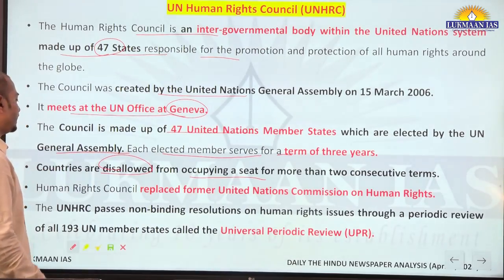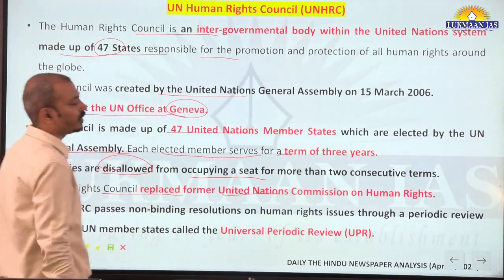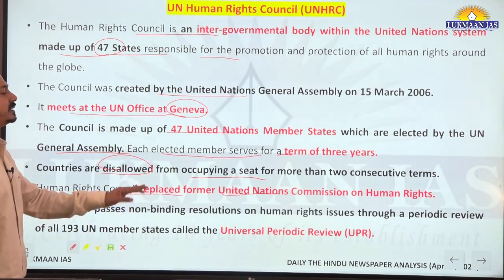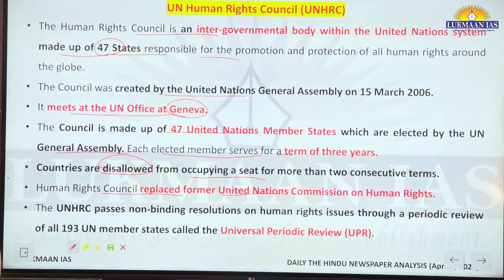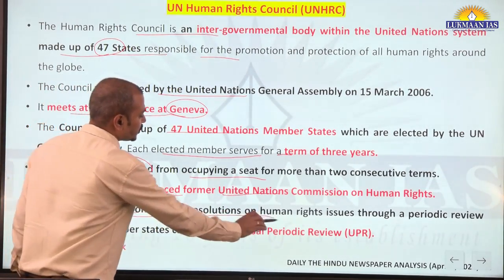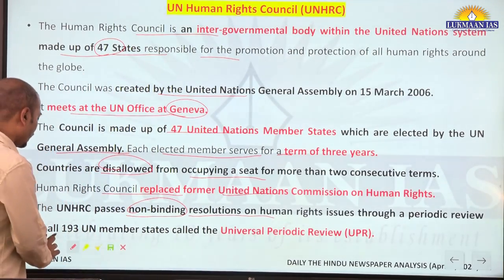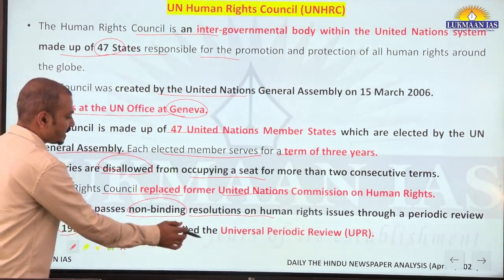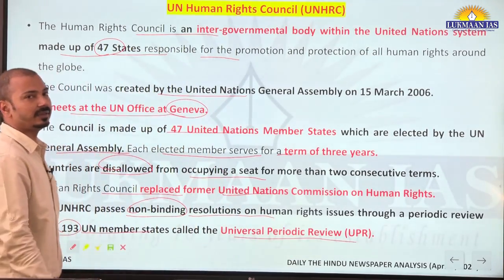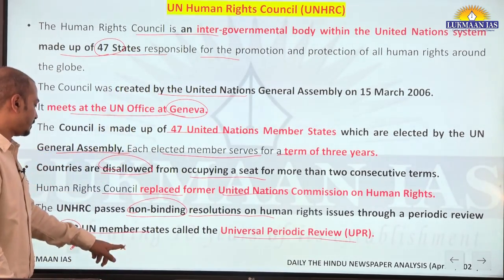At the same time, this council replaced the former UN Commission on Human Rights. Okay, it was the UN CHR earlier, now it is the HRC. The UNHRC passes non-binding resolutions on human rights issues through a periodic review of all 193 UN member states, called the Universal Periodic Review, UPR. It is part of the periodic review by the UNHRC.